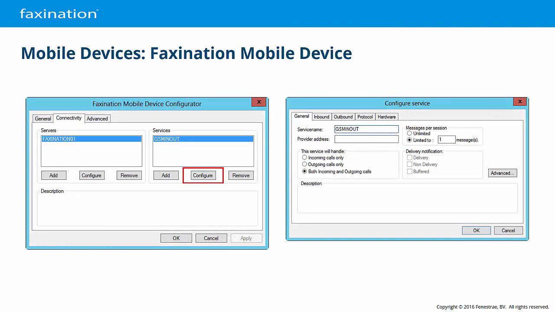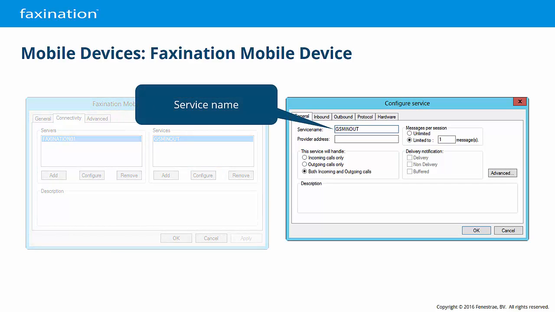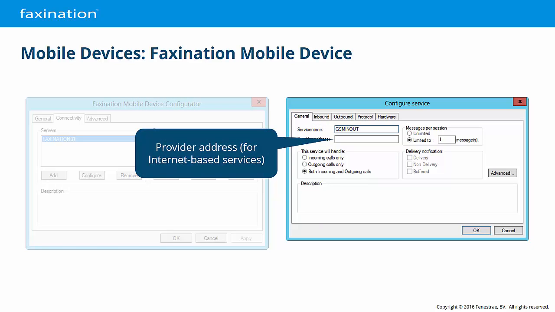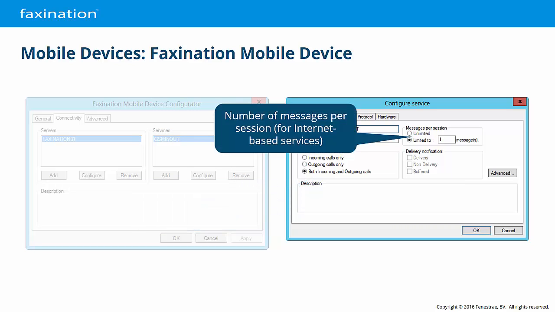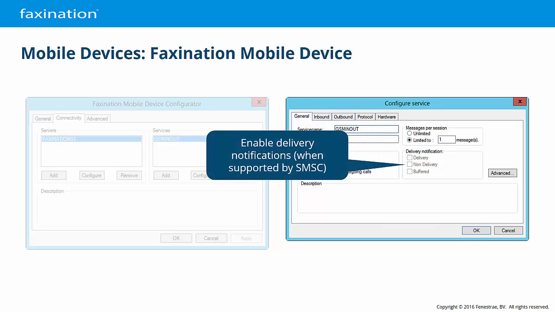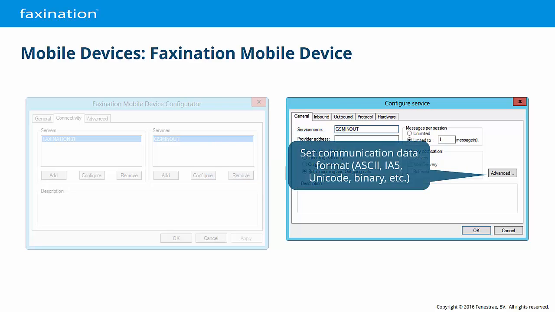Back on the Connectivity tab, we can highlight a service and click Configure. First, we have the service name. This should be short and descriptive without spaces or special characters. The provider address is for internet-based services. Set the messaging direction for this service, the number of messages to process per session, and how to process delivery notifications when they are provided by the SMSC. The Advanced button allows you to configure the format of the text data, such as plain ASCII, IA5, Unicode, or binary.